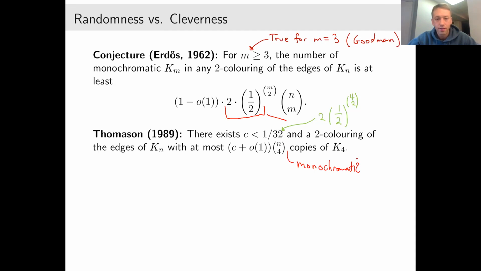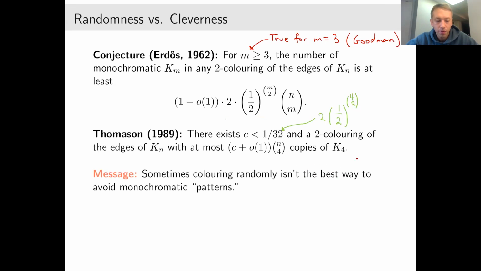Okay, so this turns out to be false. So what's the message here? Well, the message is, even if random colorings are sometimes a good way of avoiding monochromatic patterns, they're not always the best way. So sometimes by coming up with a clever constructive coloring, you can do better than a random one.